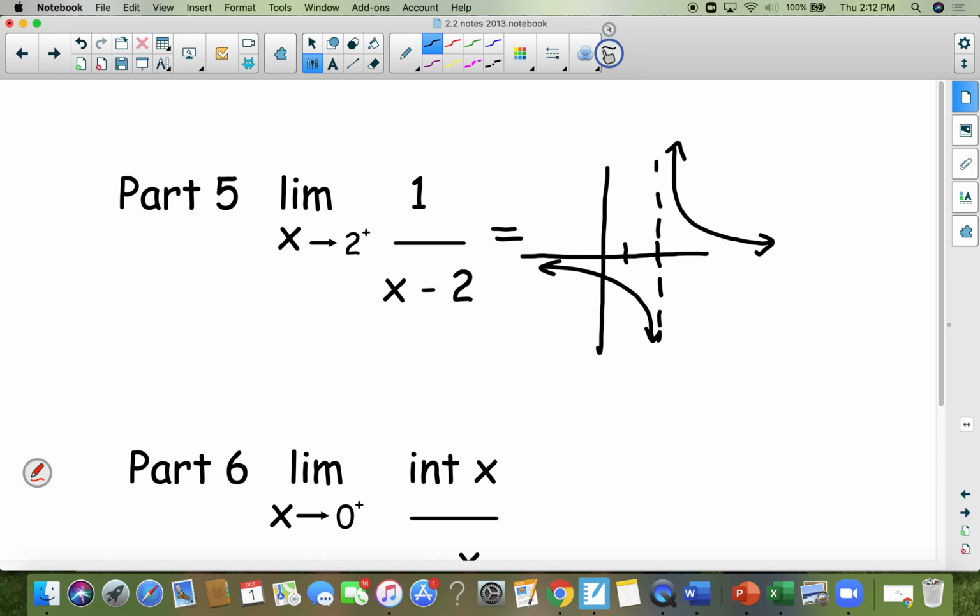What's the limit as x is approaching 2 plus? You're getting closer and closer to what? You're approaching 2 from the right side. Your y value is getting closer and closer to infinity. And if it's getting closer and closer to infinity or negative infinity, there must be a what there? If your answer is infinity or negative infinity, there must be a vertical asymptote there, right? So I'm not going to say that, but you know that, so that's good. Okay, this one.